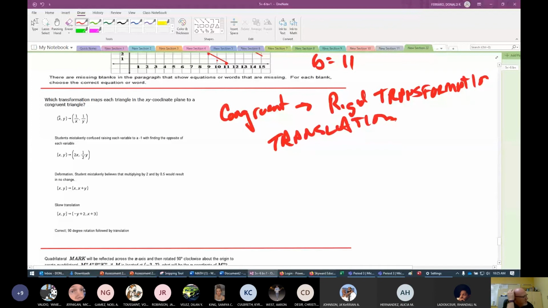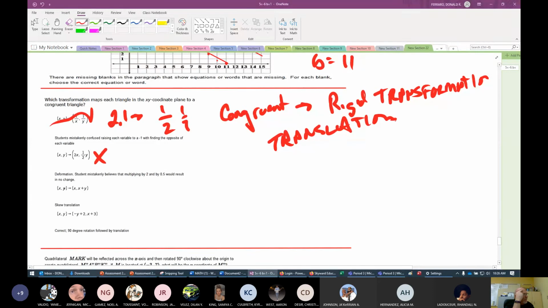But if you notice, if our points are going from xy to 1 over x, so if our points were 2, 1, we'd be going to 1 over 2 and 1 over 1. So the triangle would be getting smaller at that point because we're going half the distance. So that's not correct. Here, we've got a change in dimensions, 2 times x or 1/2 times y. That is also changing the dimensions, which is not congruent, so we can eliminate that one.